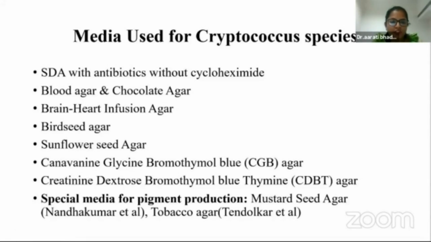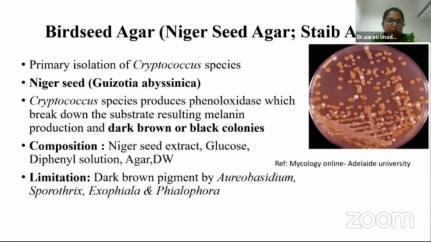Then brain heart infusion agar, bird seed agar, sunflower seed agar. Then CGB agar: Canavanine, glycine, bromothymol blue agar. Then next we will use creatinine, dextrose, bromothymol blue, thymine, that is CDBT agar. And special media for pigment production are there, mustard seed agar and tobacco agar. First we will see about the bird seed agar.